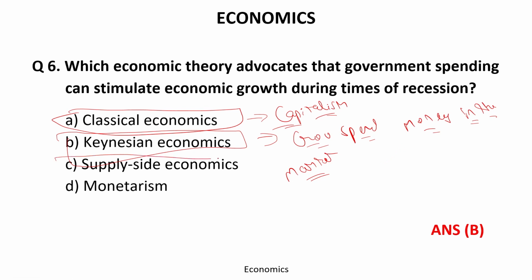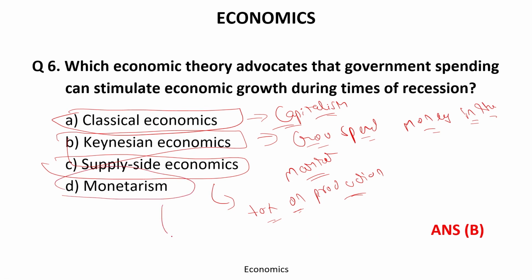Supply side economics basically means if the government reduces the tax on production, what will happen? The profit margin of the producers will increase so that they will produce more and more goods. And when they enlarge the production level, they will hire people, employment will grow, and similarly, the economy will grow. Monetarism basically means that there should be a fixed rate of money in the market to protect the economy.